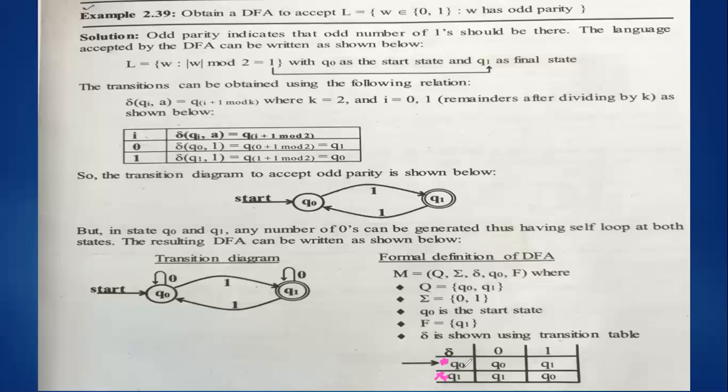Q0 on receiving 0 will remain in Q0. Q0 on receiving 1 will go to Q1 exactly. The same thing will be done for Q1 also. So this is the final DFA we can design for the odd parity of 1s.